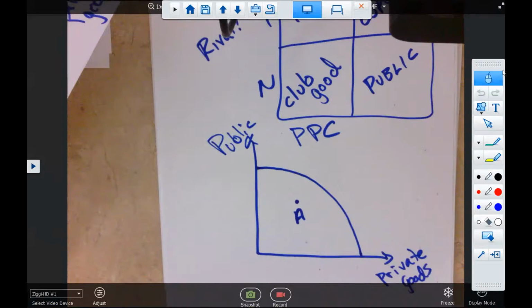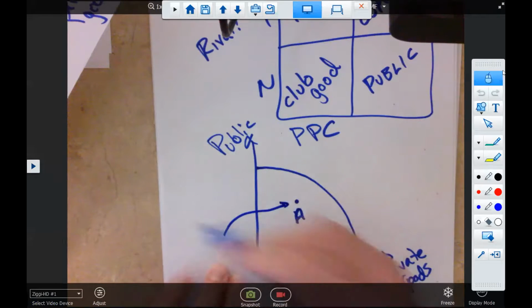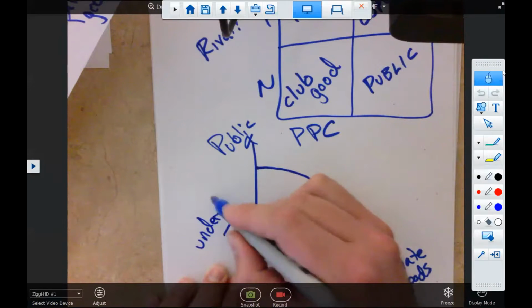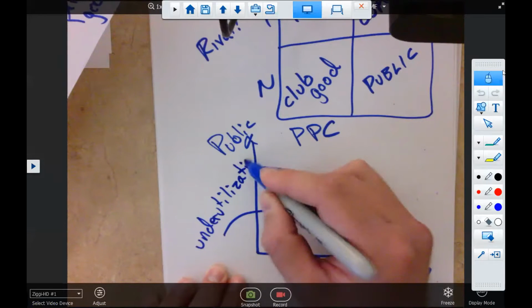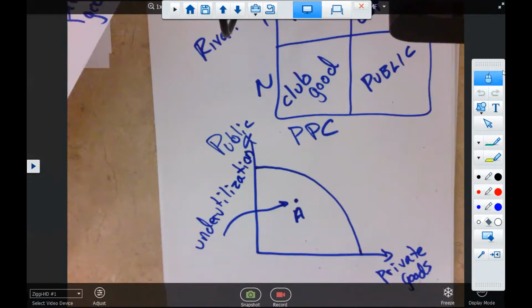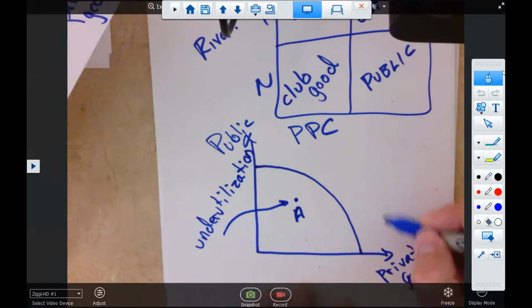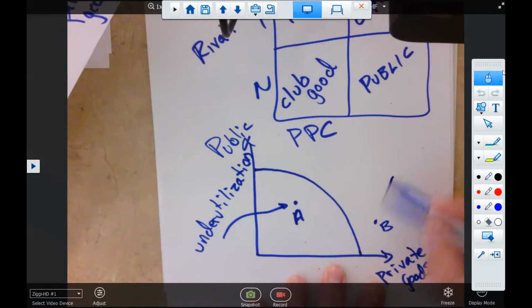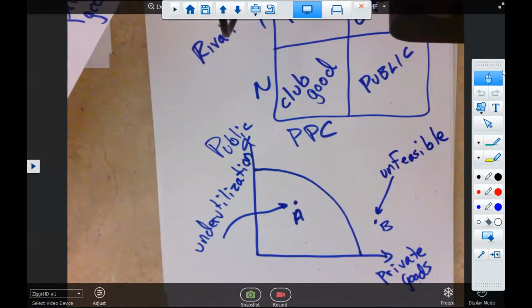What's going on at point A? Andrew. Underproduction? Yes, underutilization. Good enough. We are not using all of the resources in the economy efficiently. What about at point B? What's going on at point B? Yes, so this is unfeasible. With the current technology and the current amount of resources, we can't produce that many public and private goods at the same time.